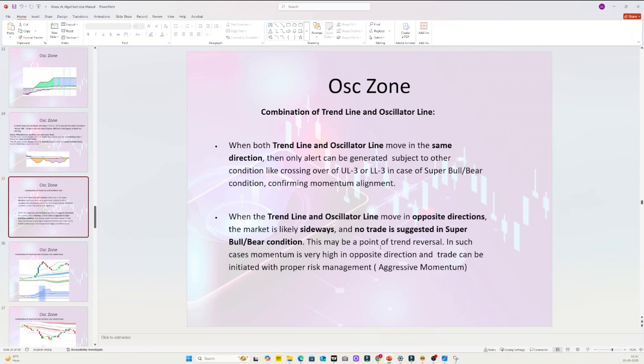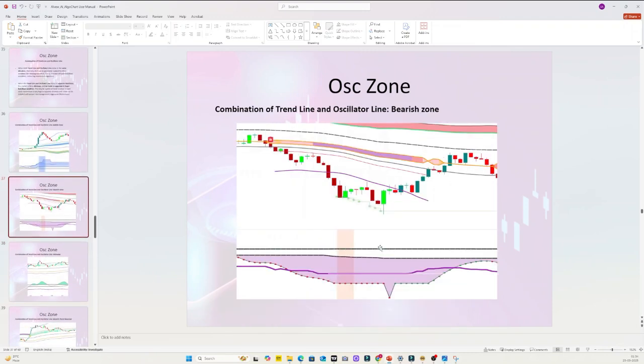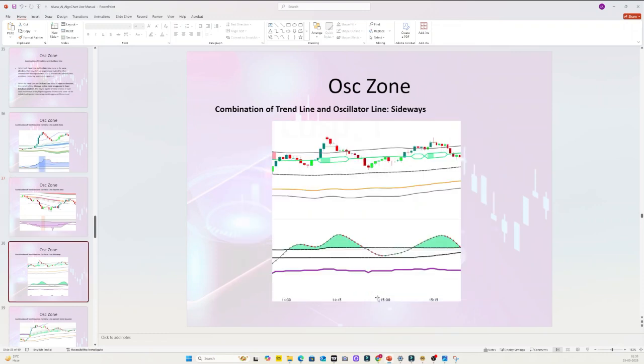We can catch this through the aggressive momentum alerts. Here we see the combination of trend line and oscillator line. So it is a bullish zone, and the direction is very similar. Here, for the bearish zone, the direction is very clear, like speed and direction are both the same, in the same phase, as trend line and oscillator line are both going in the same direction.